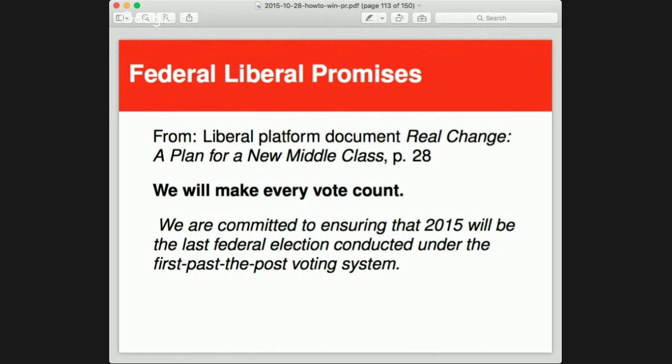So the comment is that some people should be able to have more votes than others. Yeah. As long as you're one of them. Okay. Other things?